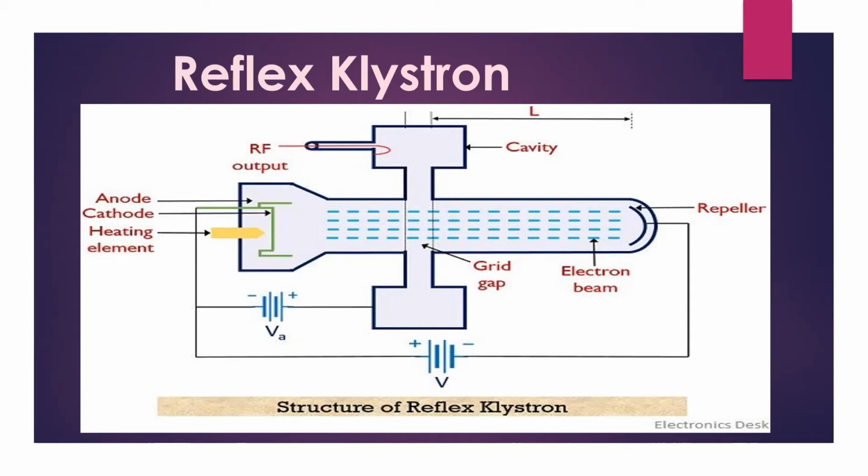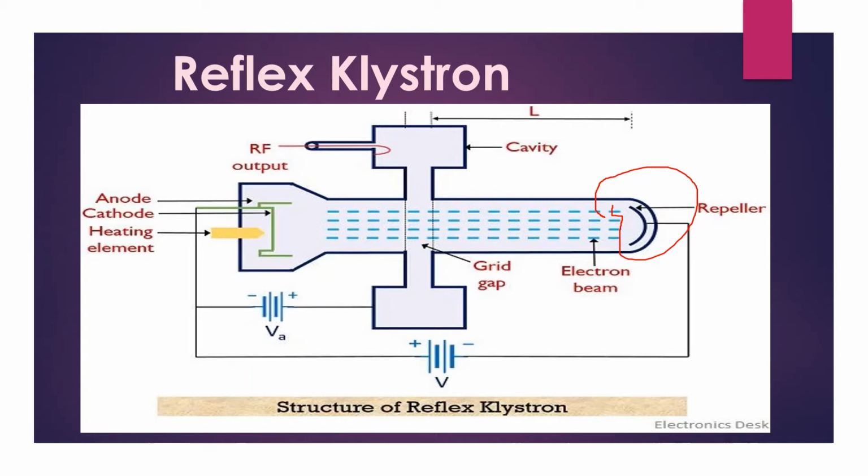What you can see is there is a vacuum tube. On one end, there is an anode, cathode, and heating element. We also call it a gun assembly, which will emit electrons, right? And on the other side of that, we have a repeller electrode. This is the repeller electrode, and this is the electron gun assembly, which will emit the electrons.